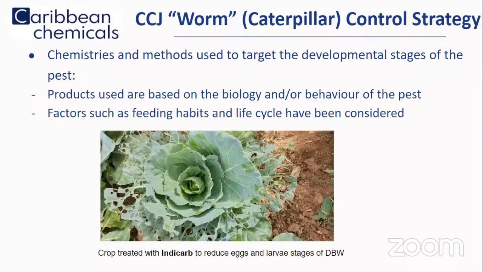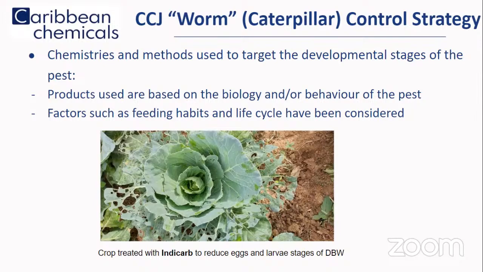So chemistries and methods are used together to target the development stage of the pest, like reproductive biology and behavior. Factors such as feeding habit and life cycle have been considered. All of this is put together to really select the chemistry that we're going to use to control the insect, or the larvae in this case.